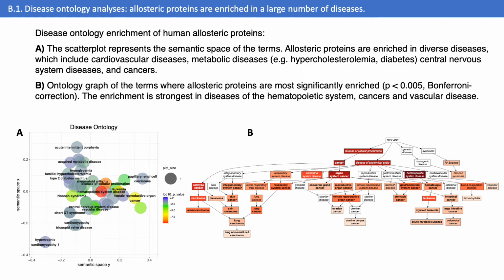Next, we performed the disease ontology enrichment analysis, which is pretty much the same as regular gene ontology analysis. Disease ontologies have a similar graph structure to gene ontologies, and we found that allosteric proteins are enriched in a very diverse set of diseases, which include cardiovascular diseases, metabolic diseases, central nervous system diseases, and a large number of cancers. On the left side, you have a plot which presents these diseases in a so-called semantic space. Altogether, we found almost 200 disease terms where allosteric proteins were enriched. On the right side, in panel B, you see a graph of the most significantly enriched diseases, which is basically dominated by hematopoietic diseases and cancers.